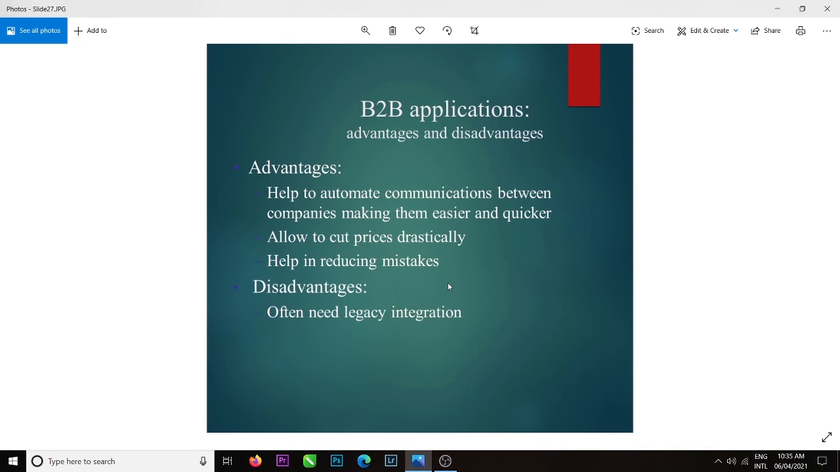Then the disadvantages: often need legacy integration. So that will be one of the disadvantages. Integration sometimes is not possible with the government or many people in between.